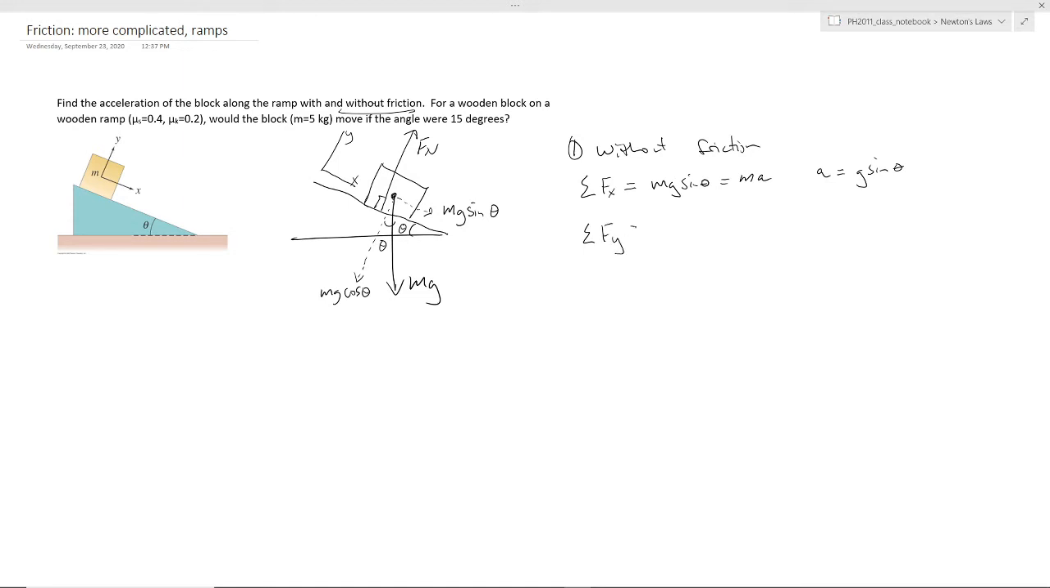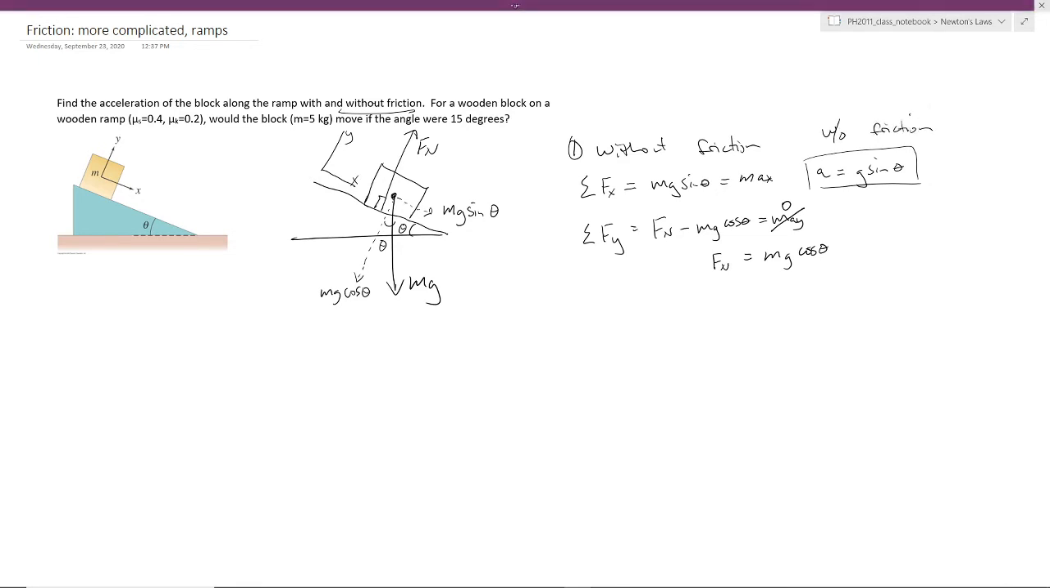Now let's look in the y direction. We have the normal force pointing up. We have mg cosine theta pointing down. And this will sum to the acceleration in the y direction, but if it's resting on the surface, this will be 0. And this allows us to state what the normal force is, mg cosine theta. Okay, so this is the acceleration without friction.